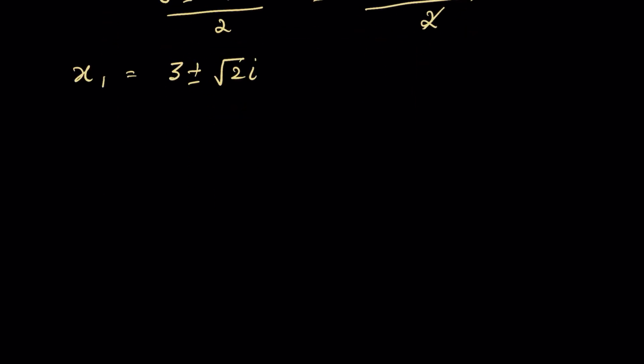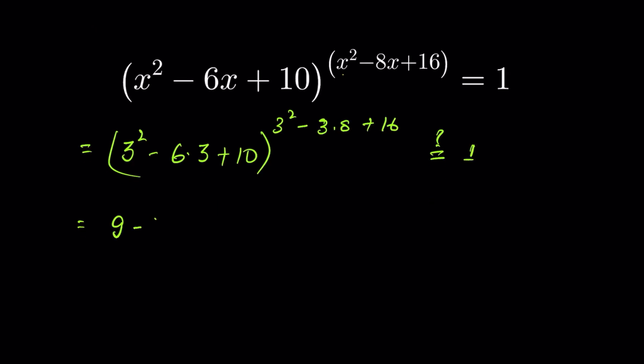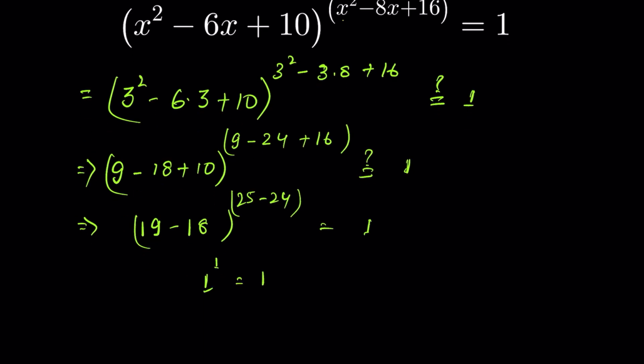Now let's verify. First solution for x is x equals 3. So (3² − 6 × 3 + 10) raised to the power (3² − 8 × 3 + 16). This should be equal to 1. So 9 − 18 + 10, and here also 9 − 24 + 16. So this is 19 − 18, 25 − 24. So 1 to the power 1 equals 1. So this checks out. x equals 3.